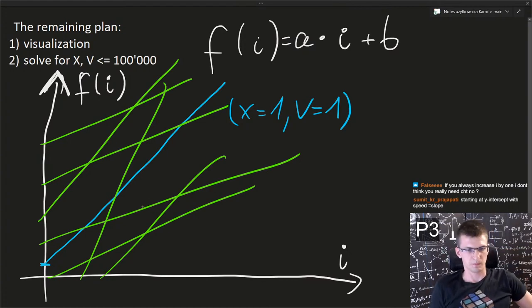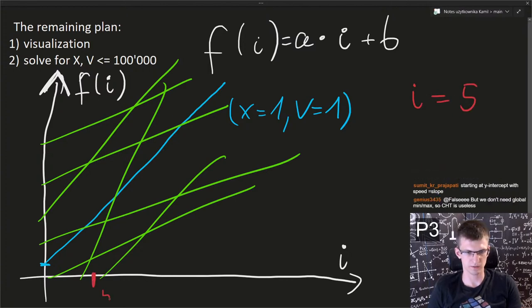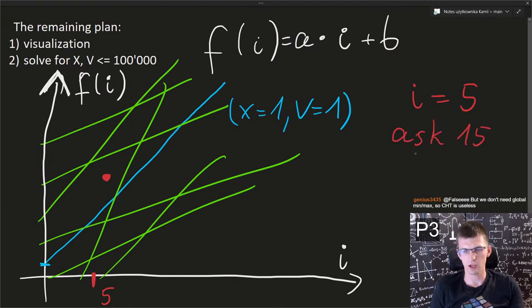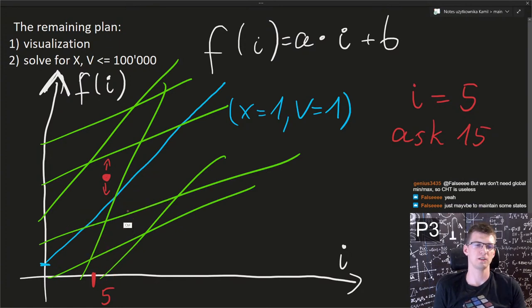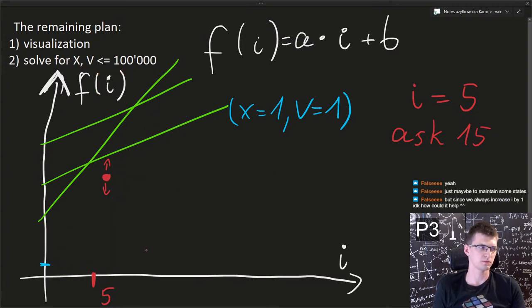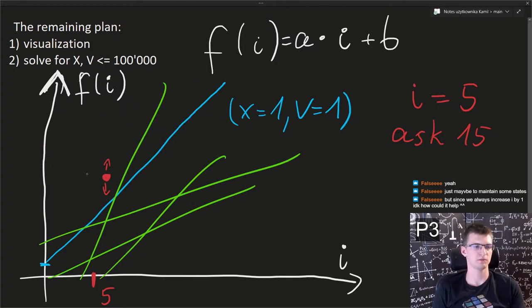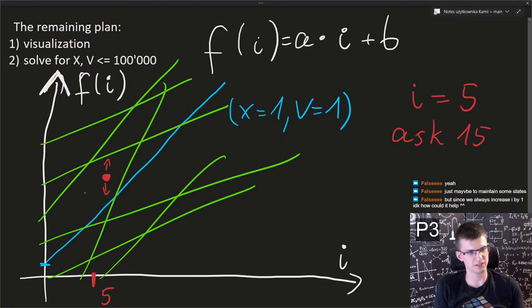What is a query? Let's say that now the current time is in red. i is equal to 5. Maybe here there is 5. And you ask at position 15. You get information whether the real position is higher or lower than that. So if you get information higher, it means that it couldn't be one of those functions. If you get information lower, remove those. That's the visual interpretation of this problem.